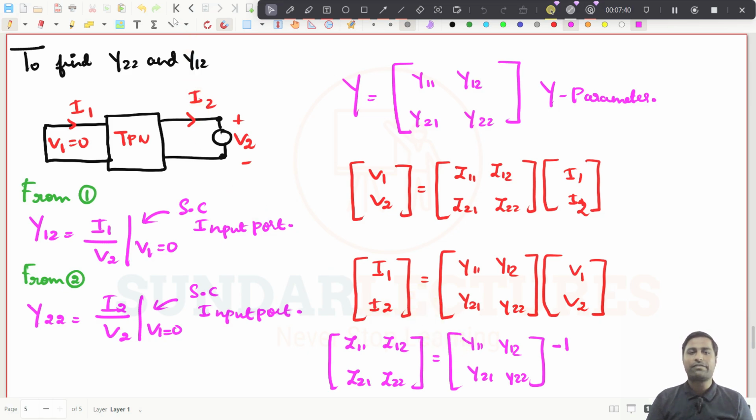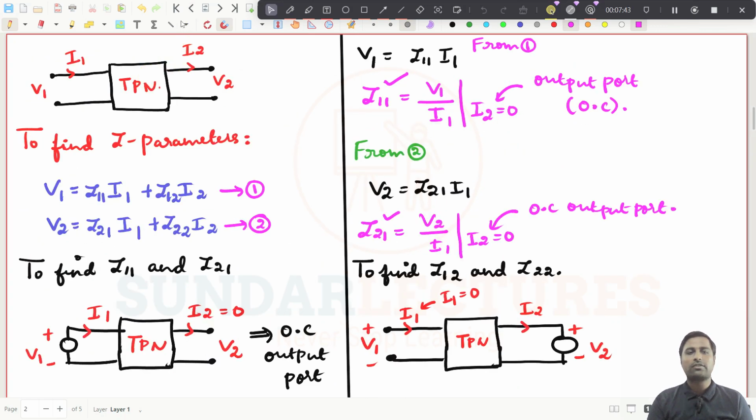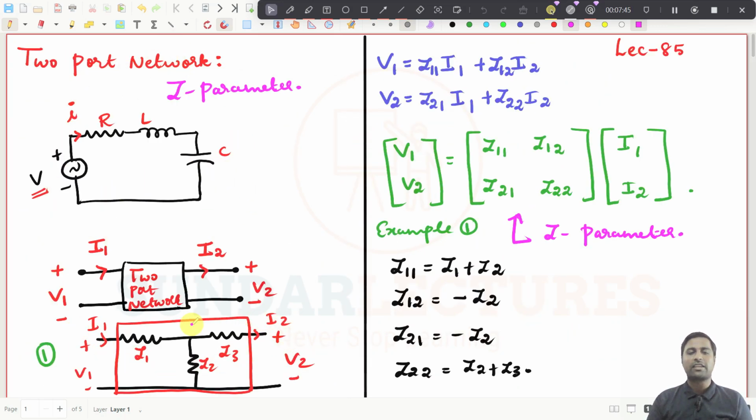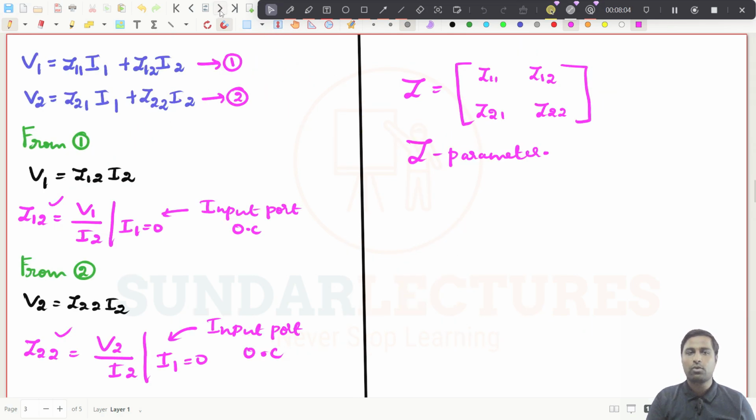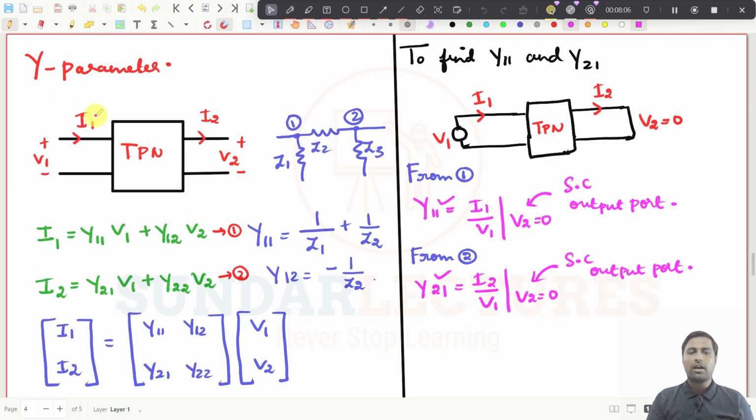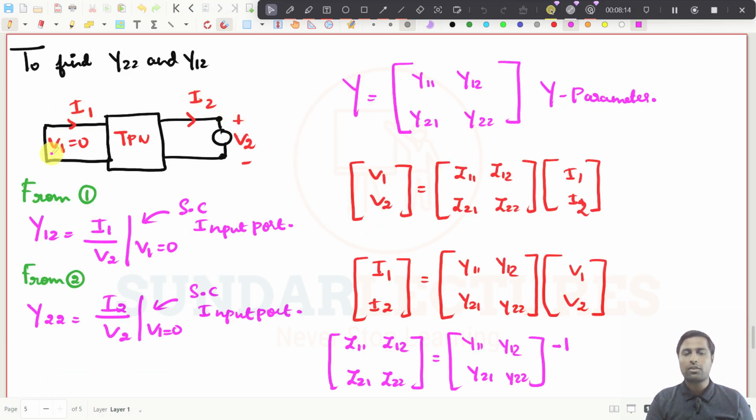So what are the topics we have seen today? We have seen what is a two-port network. We have just explained what the two-port network is. And in the two-port network, we have seen the Z parameter and how to find the Z parameter values by open circuiting the output port and input port. We have also seen the Y parameter, and how you get the Y parameter values: you have to short circuit the output port, and then also short circuit the input port.